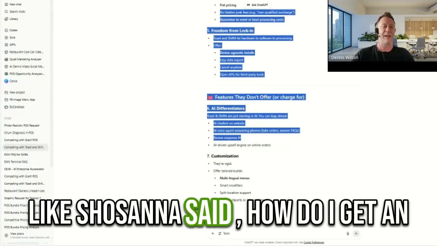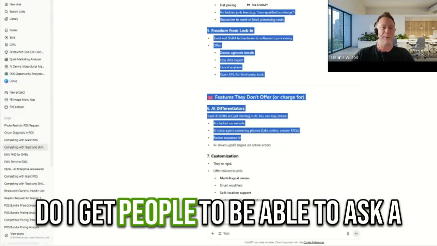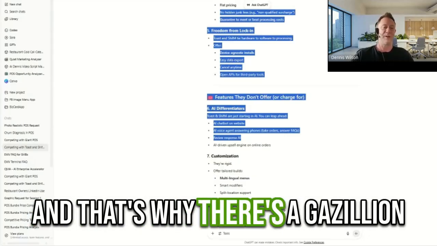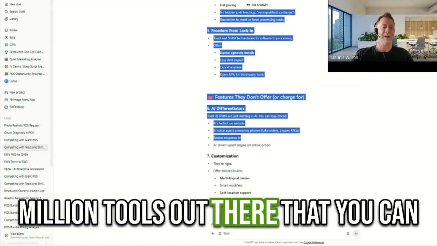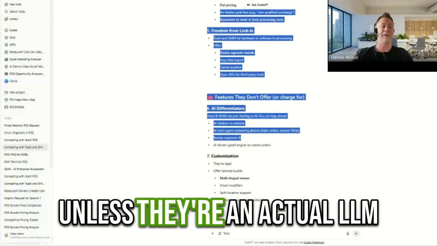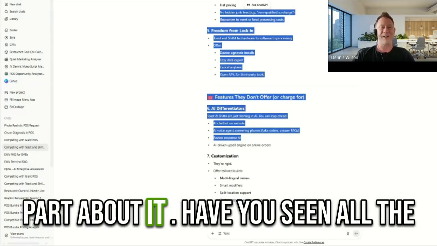So much like Shosanna said, how do I get an image to go out, or how do I get people to be able to ask a bad question and still get a good answer? It's all in the prompts. And that's why there's a gazillion tools out there that you can buy. But in the end, they're still just using the LLM in the background, unless they're an actual LLM themselves, which most of them aren't. So that's the crazy part about it.